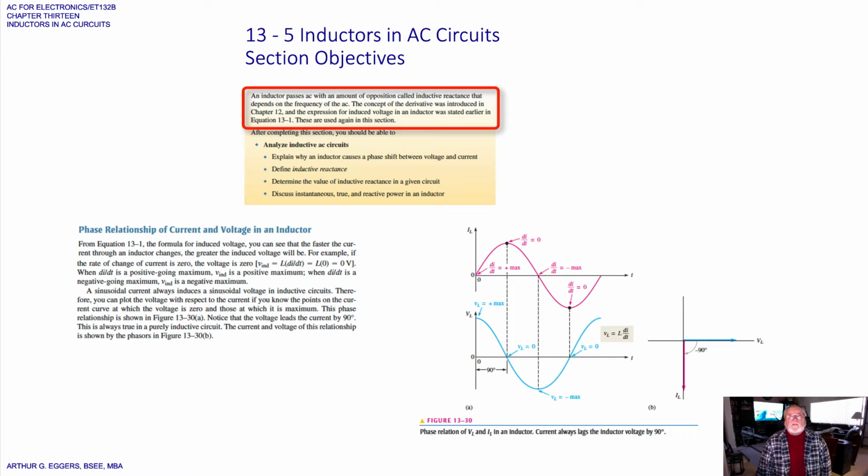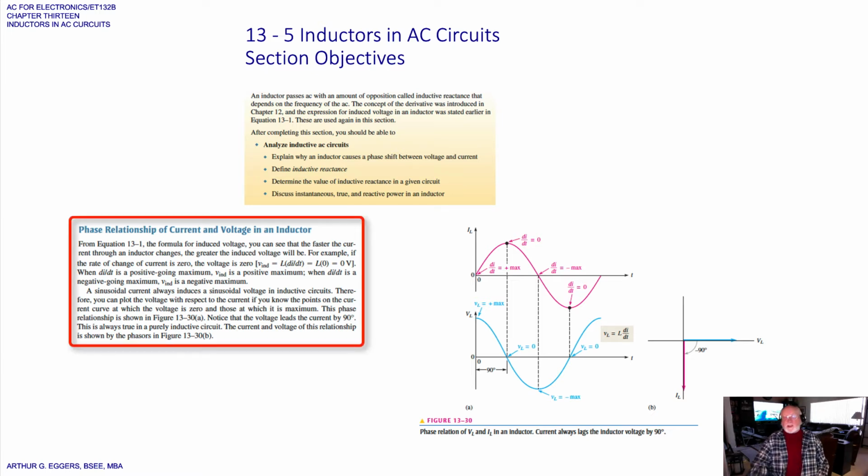The concept of the derivative was introduced in chapter 12, and we saw di by dt and dv by dt, and we'll see those play out. The expression for induced voltage in an inductor also was stated earlier. So we need to look now at what happens with the phase relationship of current and voltage in an inductor. Get used to looking at these waveforms and what's going on here.